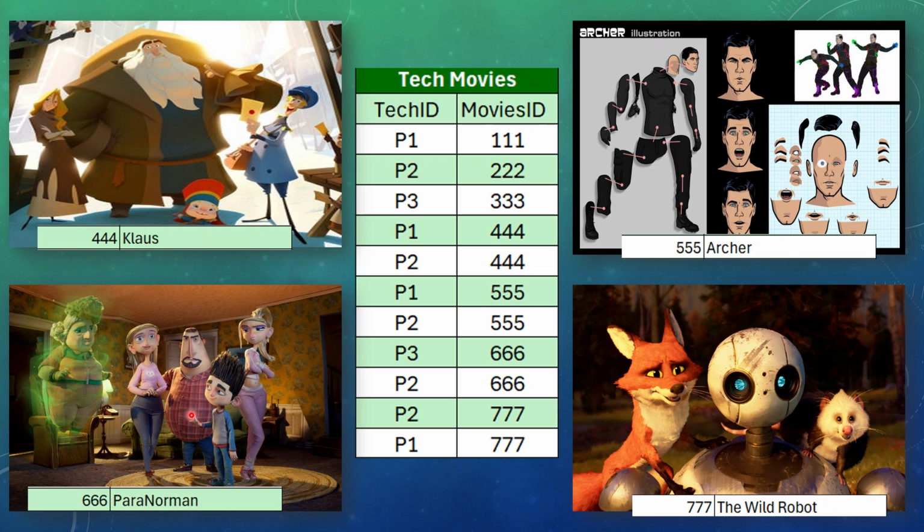In Paranorman, this is stop motion, but is using 3D effects to make the grandma look like she's a ghost. And in The Wild Robot, this is 3D animation using 2D textures to give it a more stylized look.